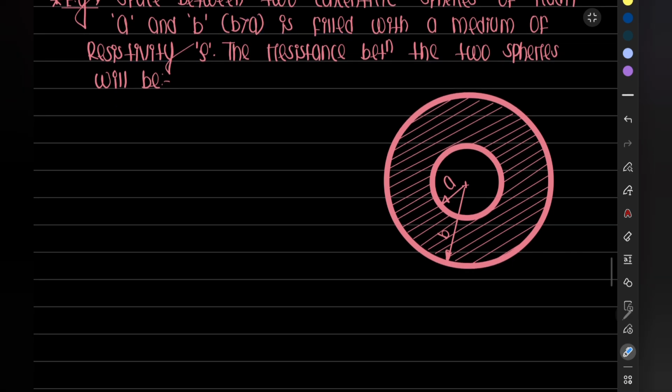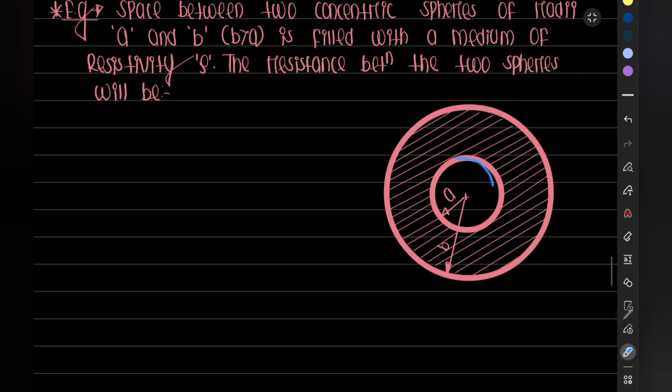So let's try to understand the question. Basically we have two concentric spheres. This is the one, this is the second one. Radius of first one is A, radius of second one is B. We have material which is being inserted in between these two spheres and we want to find the resistance of this material. Resistivity they have given for this material as rho.